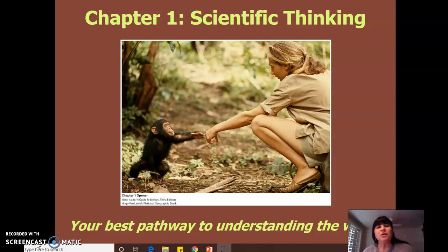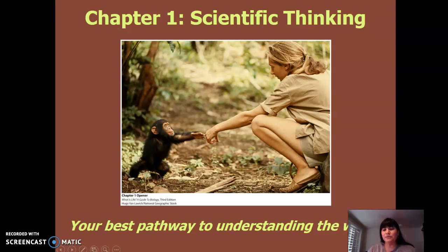So the first chapter is all about science, right? What is science? How do we do science? How does that have anything to do with biology? So science, scientific thinking, your best pathway to understand the world. How is that different than superstition, or how is that different than guessing? It's different in the sense that science is empirical. So let's go ahead and continue.